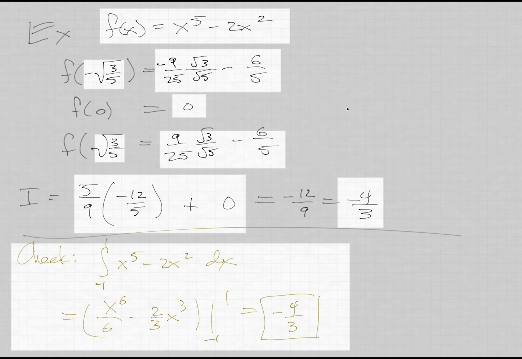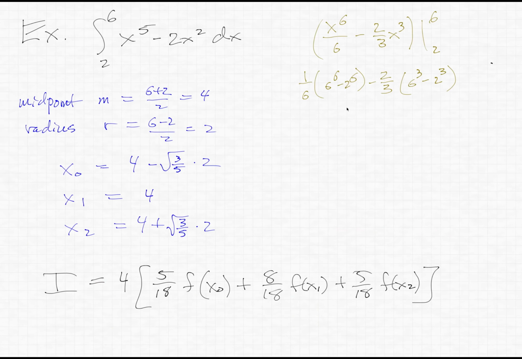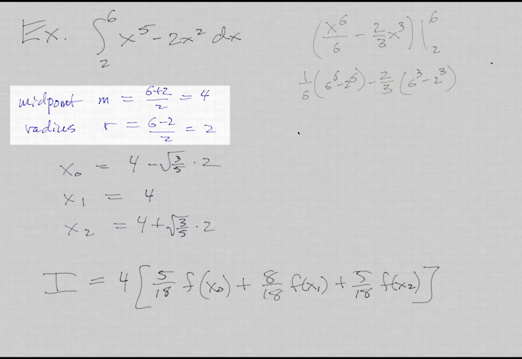Now, let me remove the restriction on the bounds, the limits of integration. Let's suppose we want to integrate from any lower limit to any upper limit. So let's try integrating the same function, x to the 5th minus 2x squared, but this time from 2 to 6. Okay, so how do we remove the limitation on integrating from -1 to 1? Well, we use the same trick I used before, that you think of everything in terms of the midpoint and the radius of the interval. So in this case, if we're going from 2 to 6, the midpoint is 4 and the radius is 2.